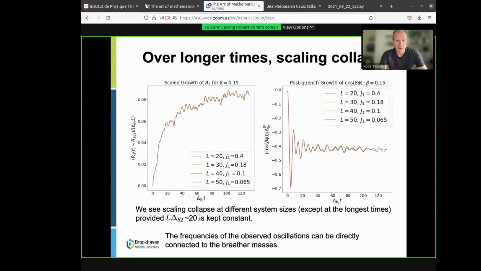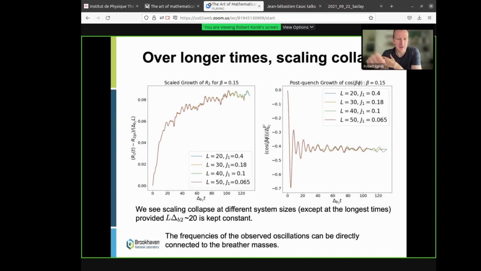And so here at longer times, I'm presenting results for both the Renyi entropies on the left and the evolution of the cosine operator on the right. I'm presenting data for a number of different system sizes and a number of different couplings. I've chosen these system sizes and couplings such that the system size times the mass of the second breather is roughly constant. If I do this and apply scaling correctly, then I should get data collapse, and I do, which is of course good because that indicates that the numerics is working. You see good scaling collapse, and it only starts to break down at very late times.